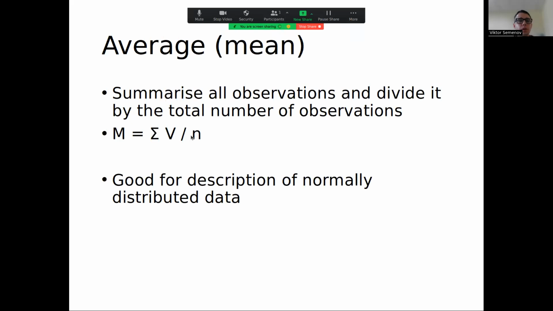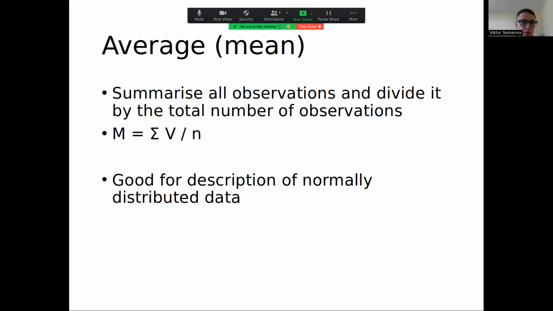Average value or mean is the sum of all observations in the studied population, divided by the number of observations. So how is it calculated? M usually stands for mean in statistical literature. It is the sum of observations. This Greek symbol sigma stands for sum. So you need to add up all the numbers in a row and divide it by n, which is the number of observations. Average value is good and very useful for description of normally distributed data.